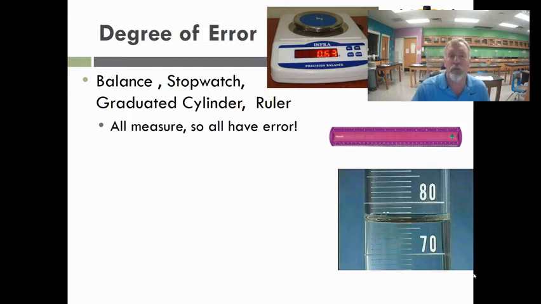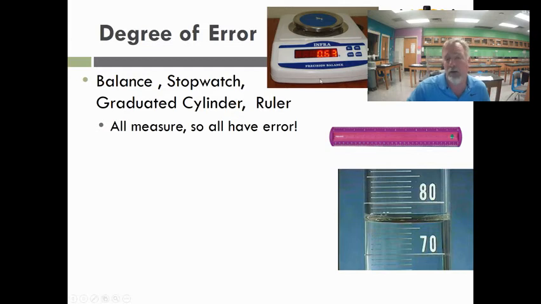Measured things, again, do have a certain amount of error. So here I've got a couple pictures of things that we use to measure, right? We have a scale to measure mass, a stopwatch to measure time, a ruler to measure distance, a graduated cylinder to measure volume. So these are different tools we use to measure those 4 fundamental base units.